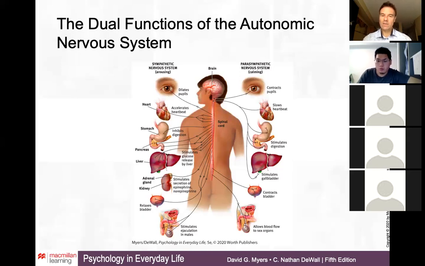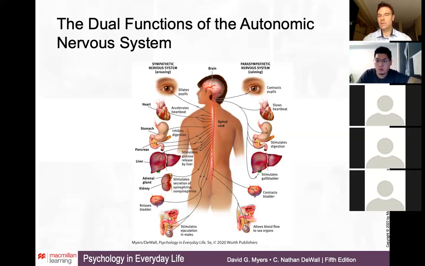This also stimulates the male reproductive organs. So when there's arousal in the central nervous system, there's also sexual arousal, and this is normal. And the opposite is true. The opposite is performed by the parasympathetic system.